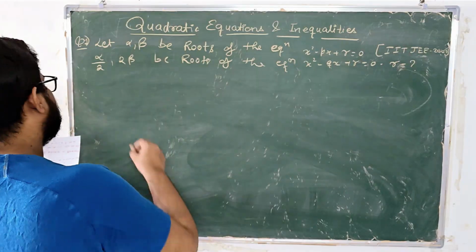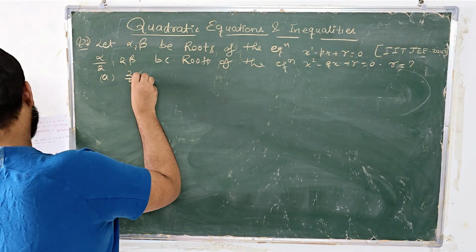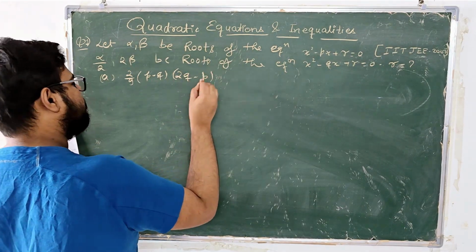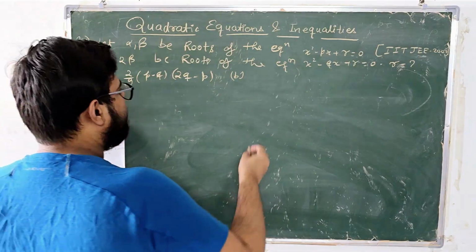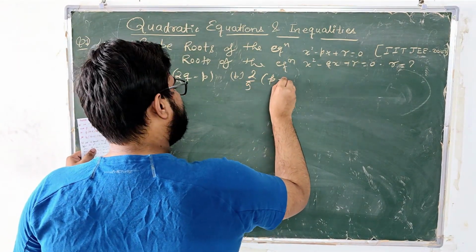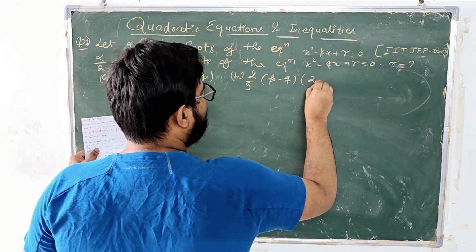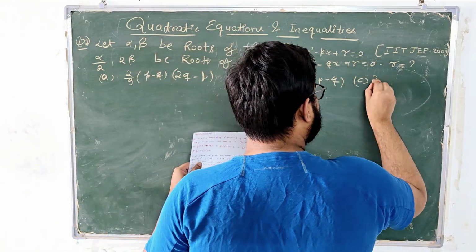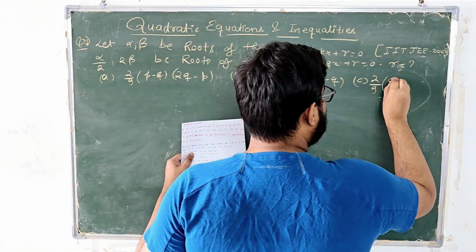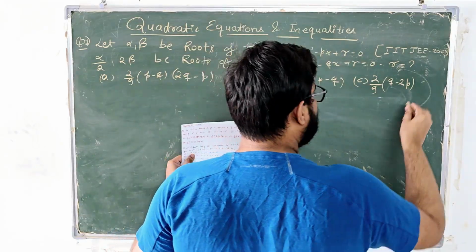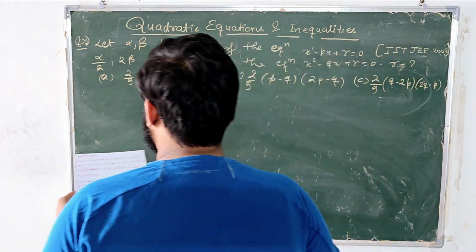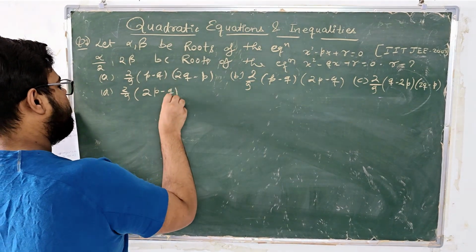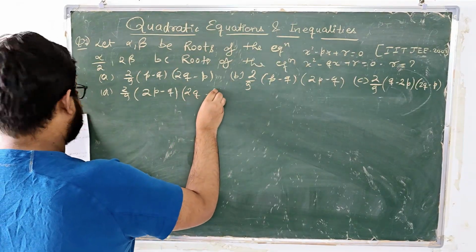So we have four options. Option A: 2 by 9, P minus Q times 2Q minus P. Option B: 2 by 9, P minus Q times 2P minus Q. Option C: 2 by 9, Q minus 2P times 2Q minus P. And option D is 2 by 9, 2P minus Q times 2Q minus P.